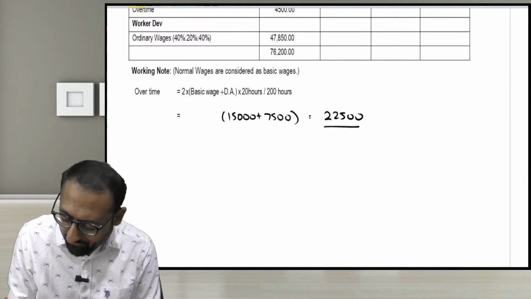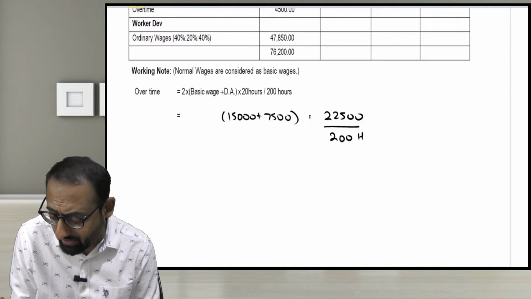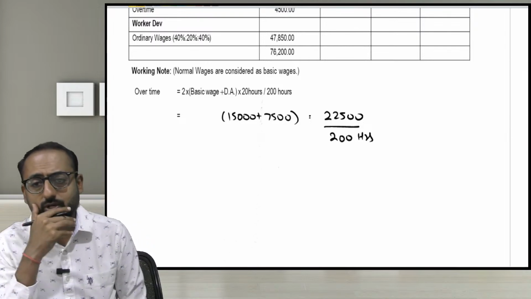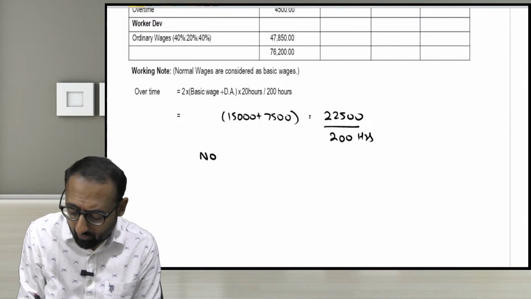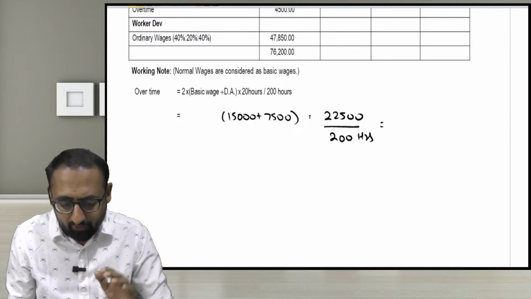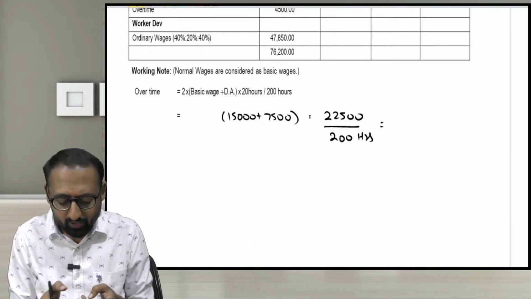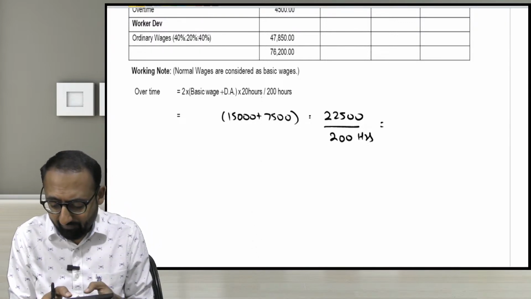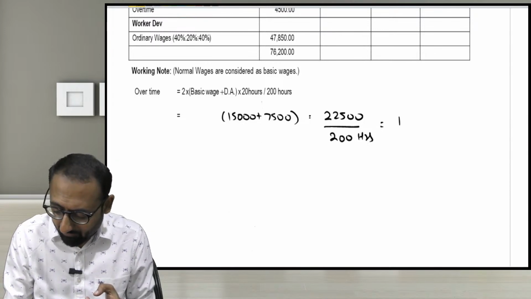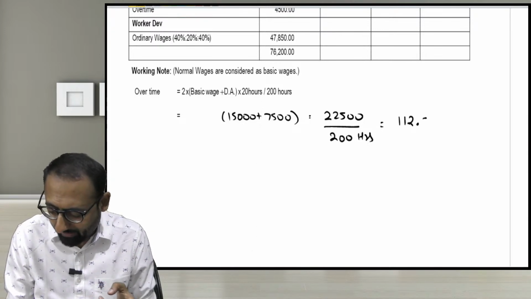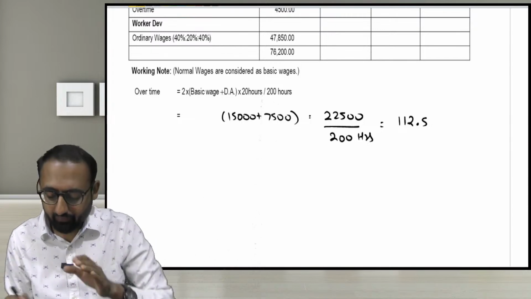This is the wages for how many hours? It is given in the question, normal hours are 200. Okay. Now how much is the normal wages per hour? 22,500 divided by 200, guys, you are getting 112.5 per hour.